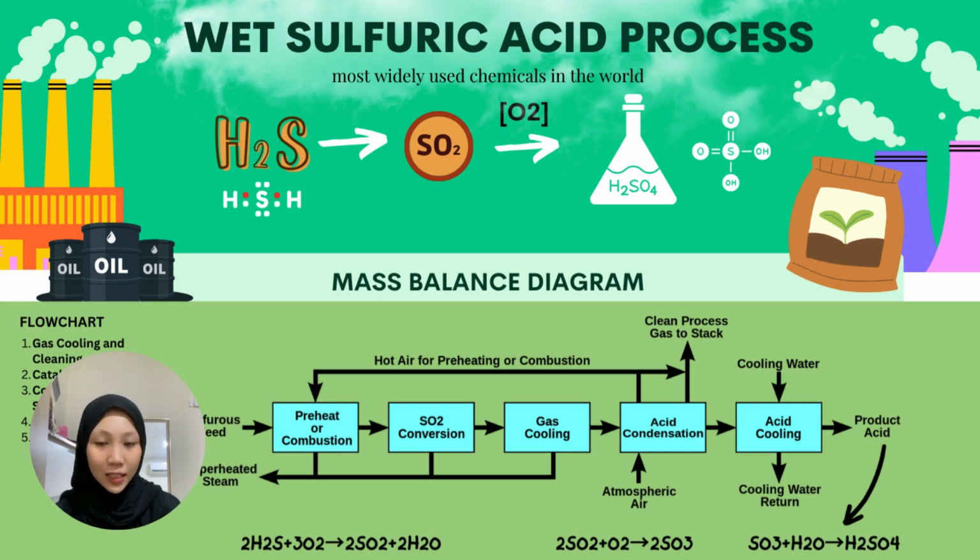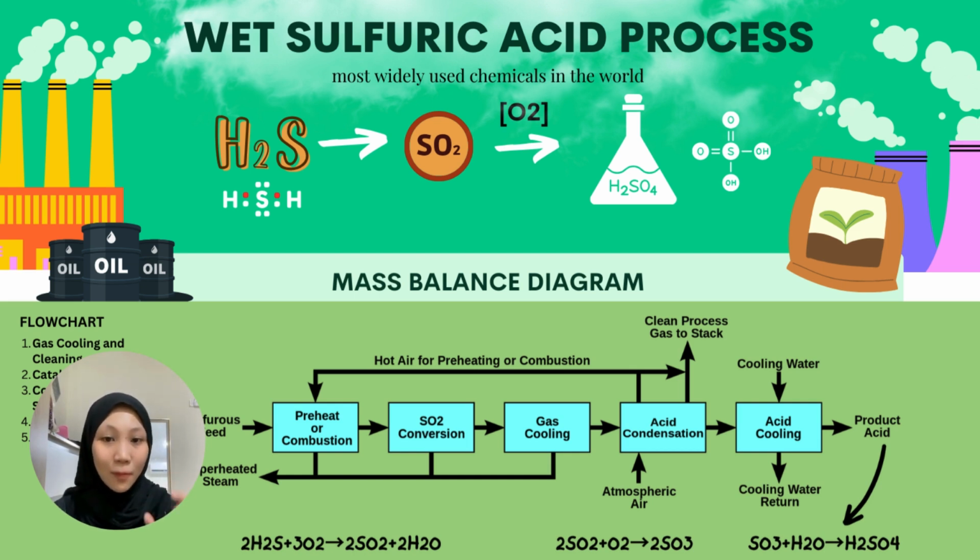Alright, sulfuric acid, H2SO4, is a highly corrosive and dense liquid that is widely used in industrial chemicals. Its molecular formula indicates that each molecule contains 2 hydrogen atoms, 1 sulfur atom, and 4 oxygen atoms. The molecular structure features a sulfur atom as the central atom that is bonded to 4 oxygen atoms, and 2 of these oxygen atoms are bonded to 2 hydrogen atoms.